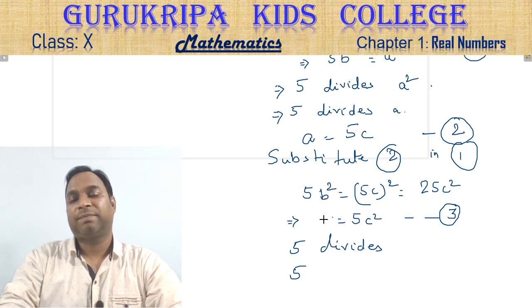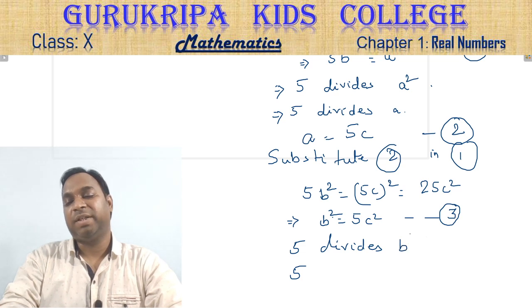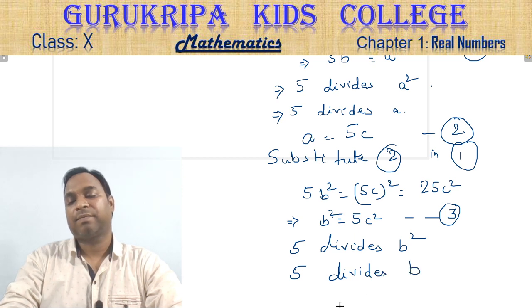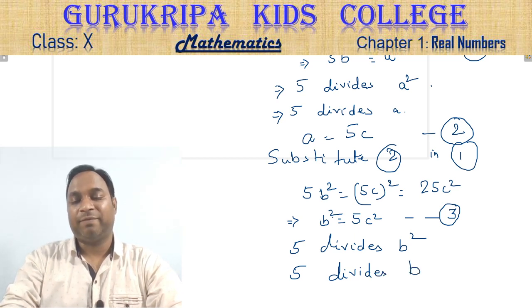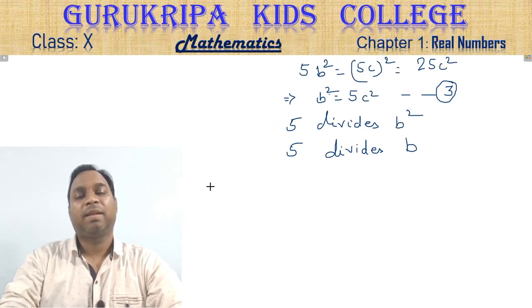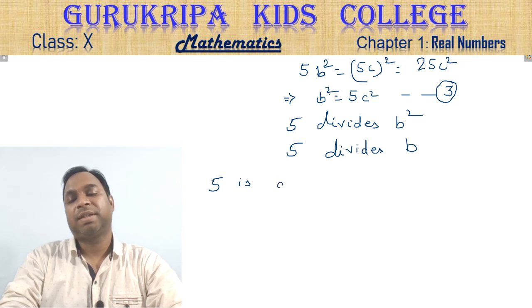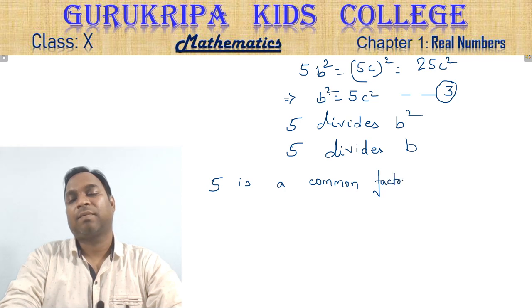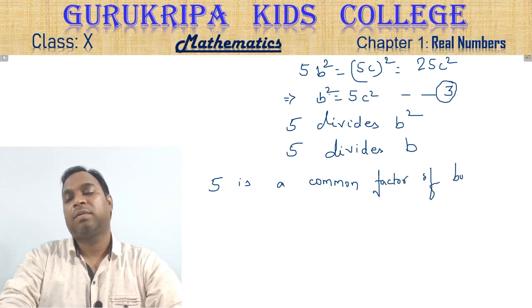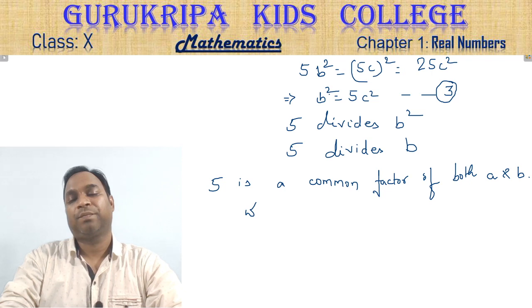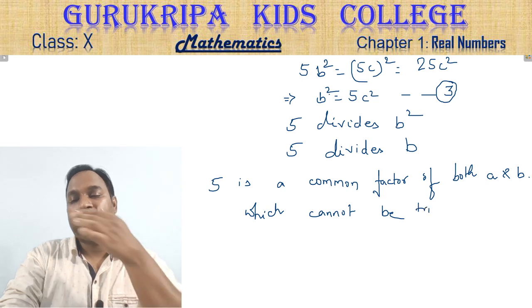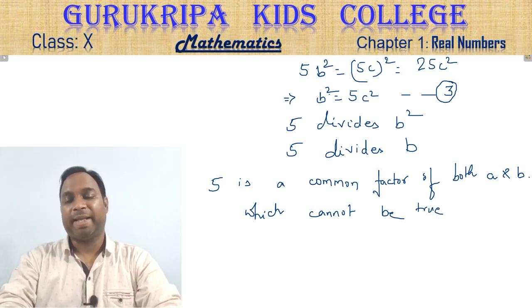5 divides B square. This means 5 divides B. When 5 divides B also and 5 divides A also, that means 5 is a common factor of both A and B, which cannot be true. So we have arrived at a contradiction.